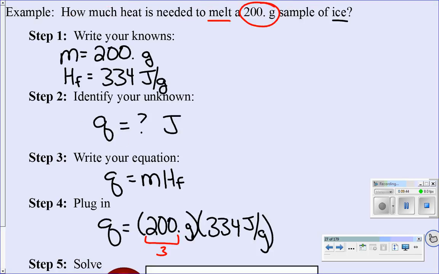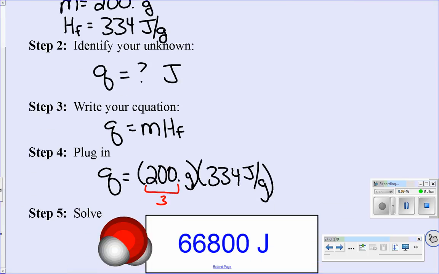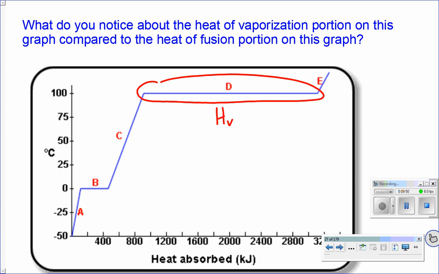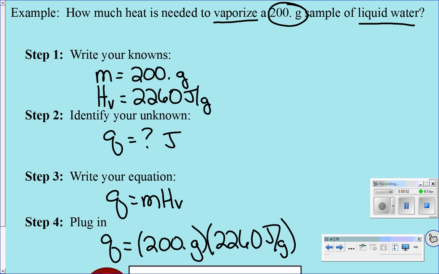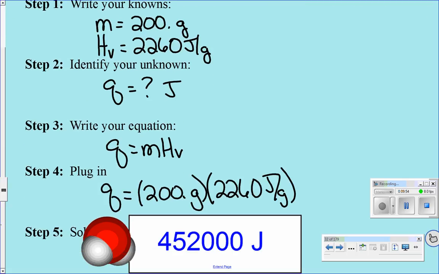Now, if you compare this to what we did in this problem, we actually had the same mass, but we were only melting here. That's a much smaller amount of energy. So it does show that it takes a larger amount of energy to turn the same quantity of liquid into a vapor as opposed to turning a solid into a liquid.